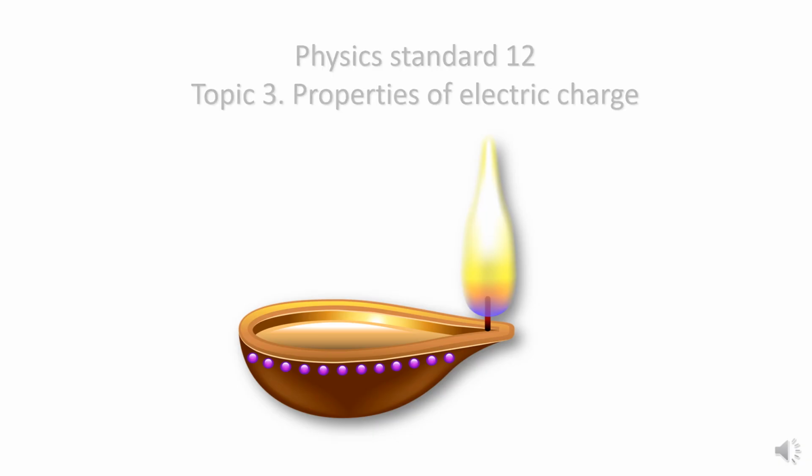In continuation with our discussion related to the Physics Standard 12 Central Board examination course, in topic number 3 we will try to understand the properties of an electric charge. It means the electrical charge: what are the properties and how can we understand these properties one by one, I will try to explain. So students should understand this lecture very carefully. What are the properties of an electrical charge?